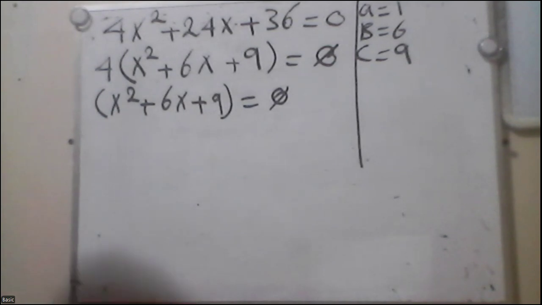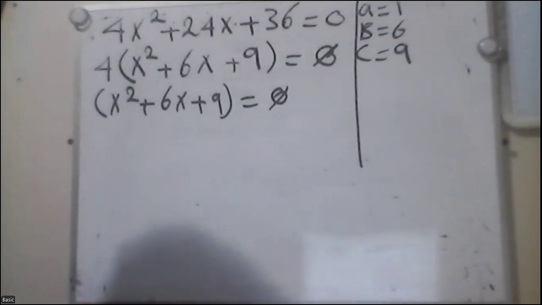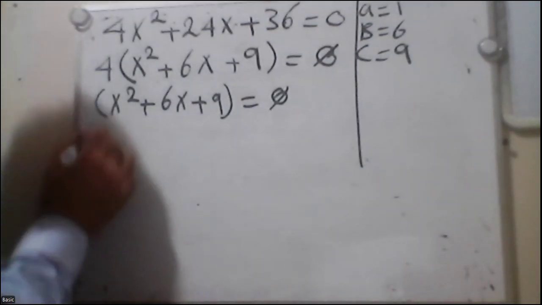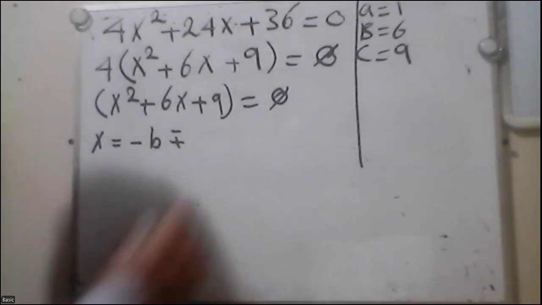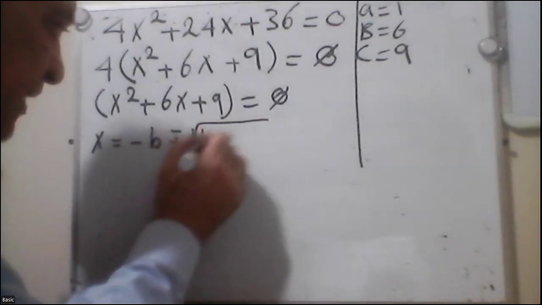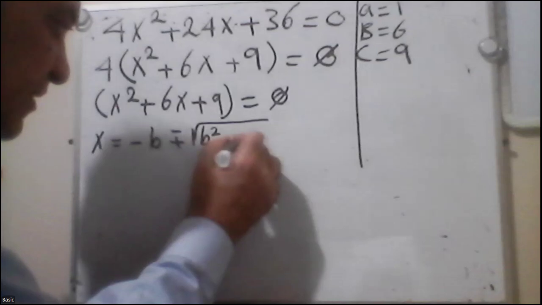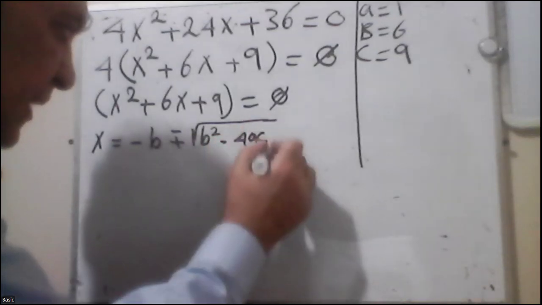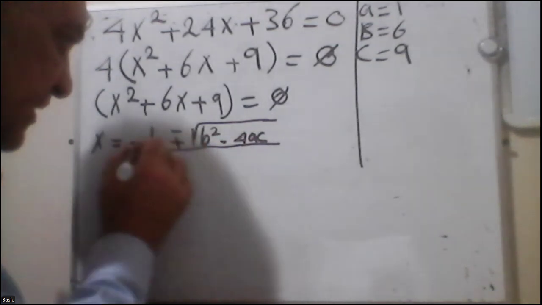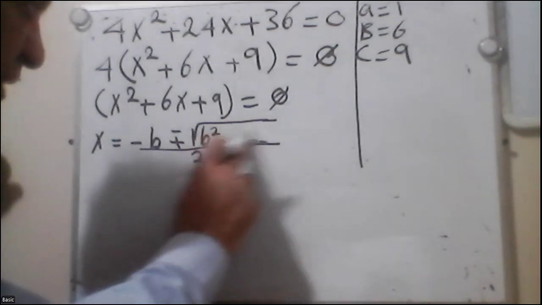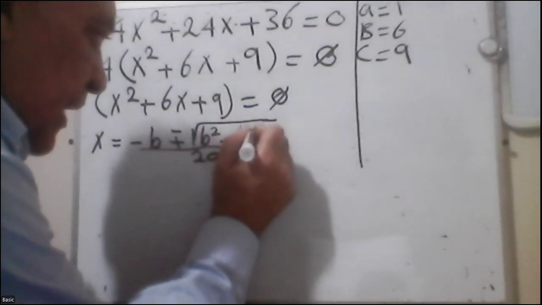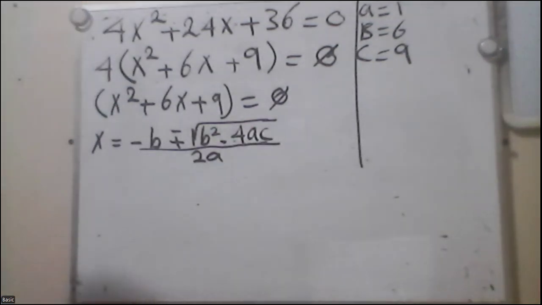Then I will apply the formula. The formula is telling me x will equal minus b plus or minus the square root of b squared minus 4ac, all divided by 2a. This is 4ac, I will just enlarge it, because it was not very clear.